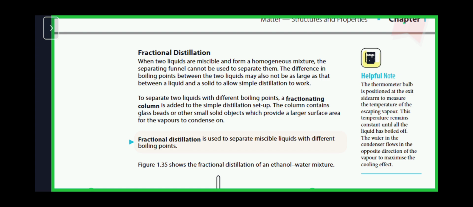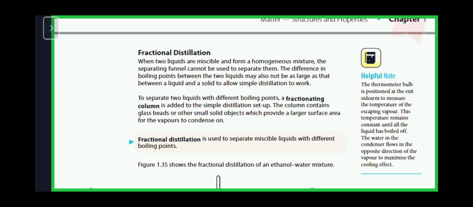So if something is making a homogeneous, a similar phase solution or mixture, we cannot separate it by using a separating funnel either, and we cannot separate it by using simple distillation techniques. So fractional distillation is there to separate them. The difference in the boiling point between the two liquids may also not be as large as that between a liquid and a solid to allow simple distillation to work. So again, they have just told you that the difference between the boiling points is very small, but minimum 20 degrees centigrade must be there to have an effective separation.